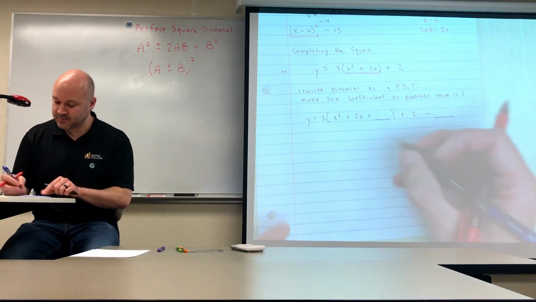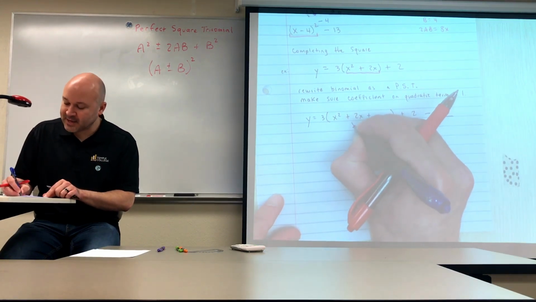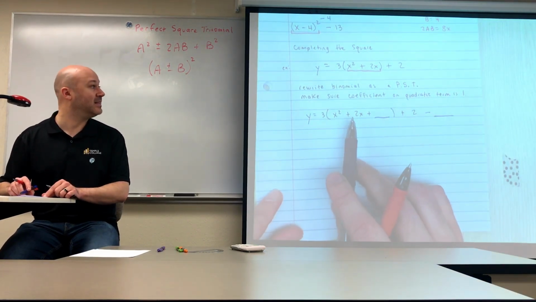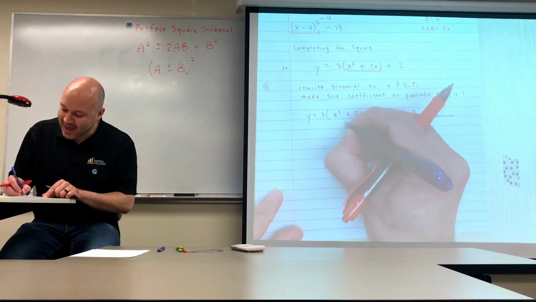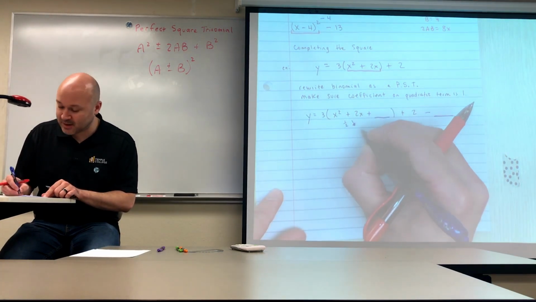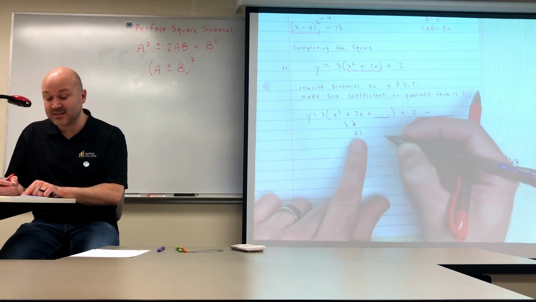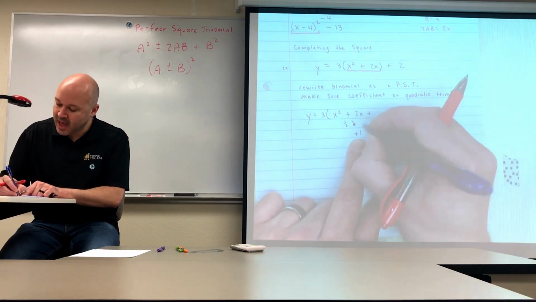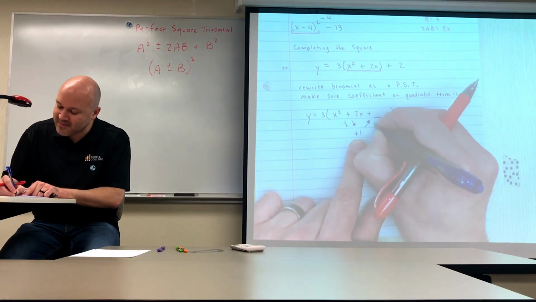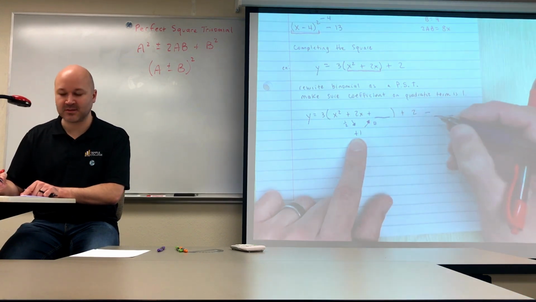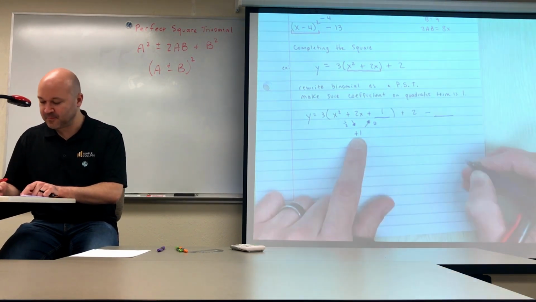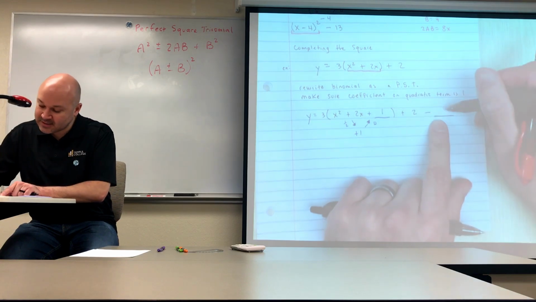I like this notation. I'm taking a look at the coefficient on the linear term, and I'm going to halve it. Half of positive 2 is positive 1. I'm going to write down the sign. It's important in a second. I'm then going to square that value. Positive 1 times positive 1 is positive 1. And then I need to subtract.